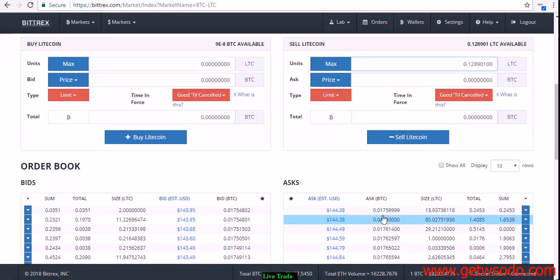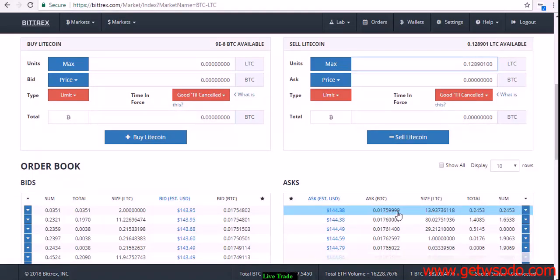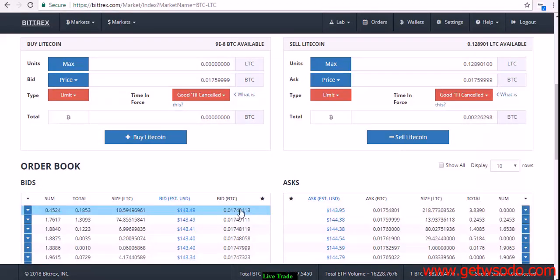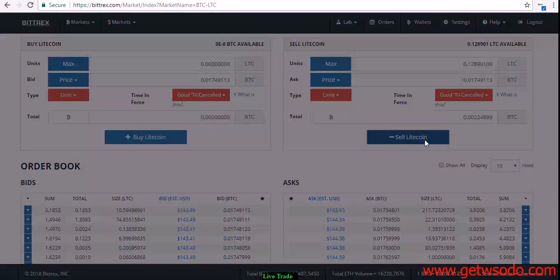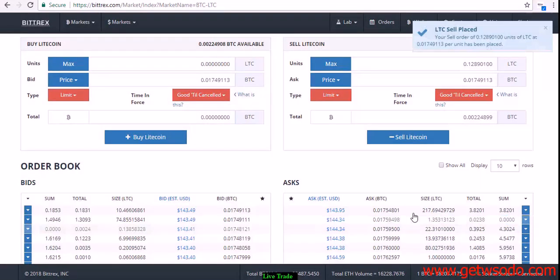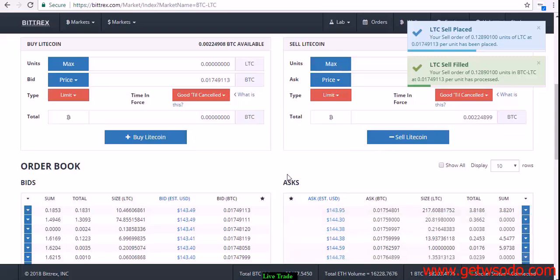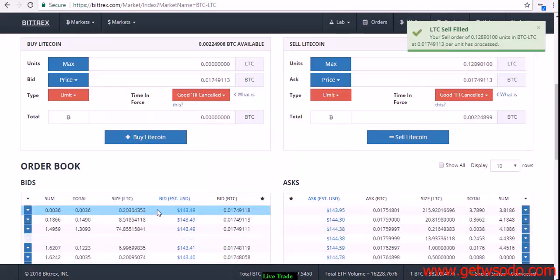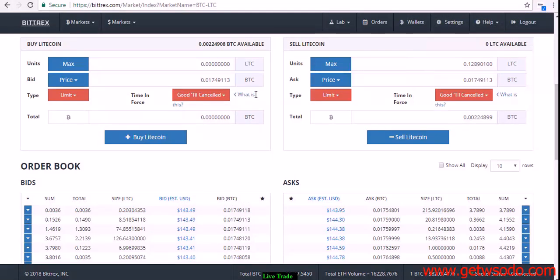So 1.759999, I'll click that right in there. That's the current ask. I'll just go ahead and lower that a little bit actually to this number right here so it'll fill. I'm going to sell the Litecoin and then confirm the sale. And it's going to fill instantly because I just agreed to sell at what this person was bidding. So boom, that's sold. Now I have 0.0022 Bitcoin available, right? Okay, cool.